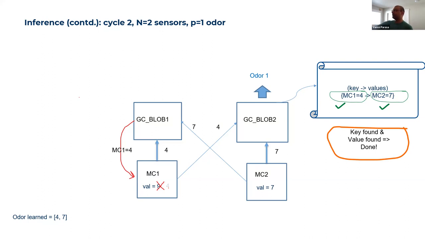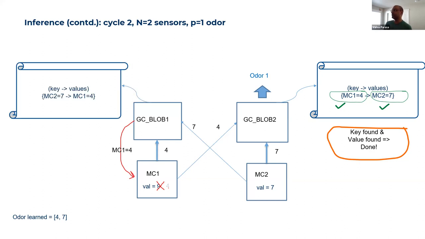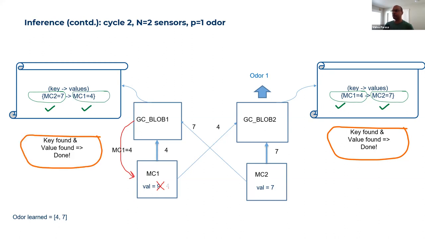And this is a trivial thing to do using symbolic logic, but it's a hard thing to do using connectionist, either artificial neurons or spiking neurons. This kind of high-level symbolic logic is not so easy to implement. And the same thing, the GC blob one does this dictionary lookup and says, hey, my MC2 value is 7, my MC1 value is 4. Hey, I found this. This is order 1. It also says order 1. And then we do a majority voting. And then we can very quickly say this is order 1.